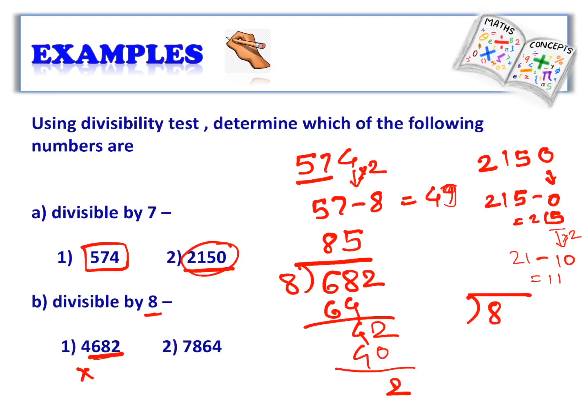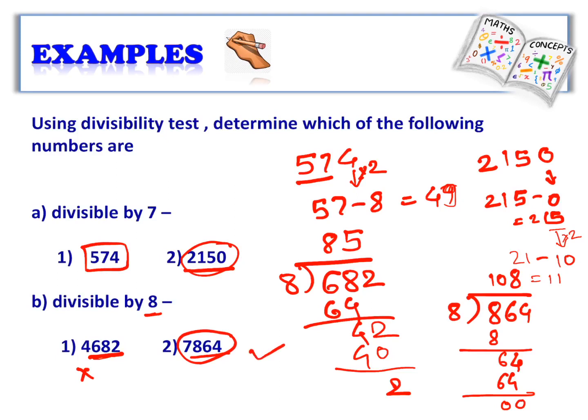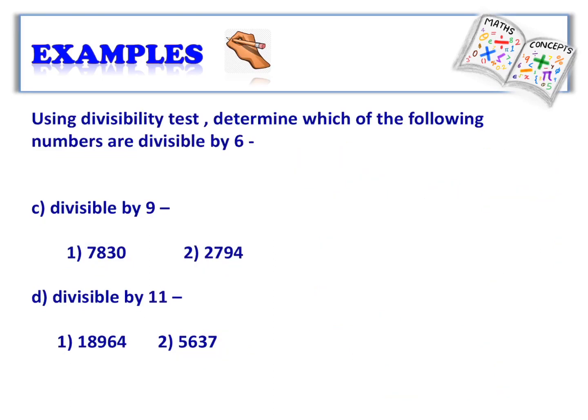Here I'll check if 864, that is the number formed by the last 3 digits, is divisible by 8 or not. 8 ones are 8, 8 8s are 64. Okay, so this number is divisible by 8, and that's why I can say that 7864 is also divisible by 8.